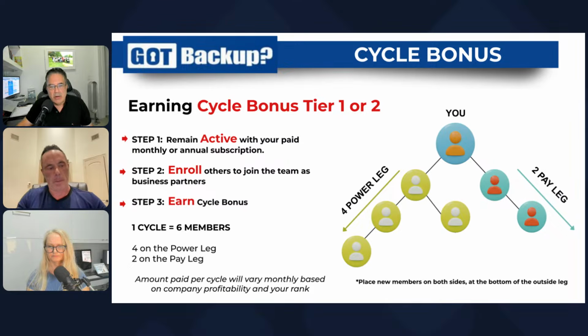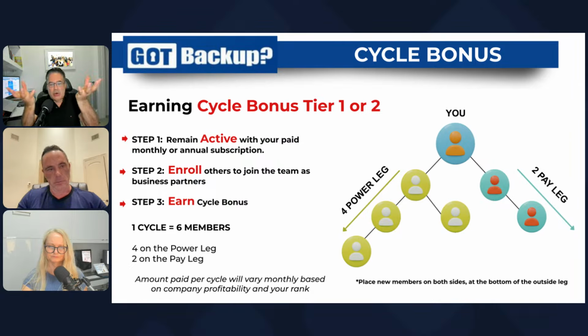And the cycle, let me explain to you what that means. There's tier 1 and tier 2. Step 1 is you have to be active. So you're paying your $19.97 a month or the $199.97 a year, right? This is the pro package. Or if you want just the cloud service, you're looking at $99 a year. So again, the person who invited you here can give you more details on that, but you just have to remain active. Number 2 is you need to enroll 2 people, one on your left team, one on your right team.